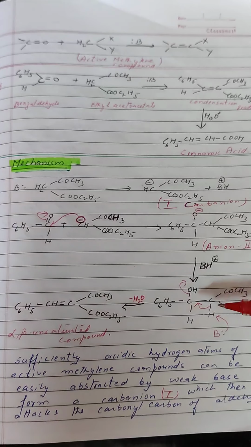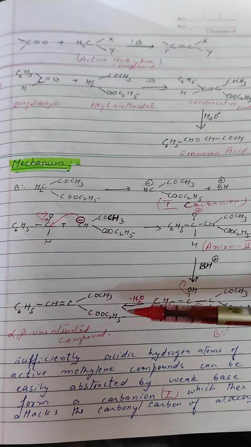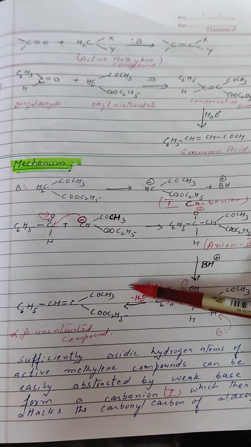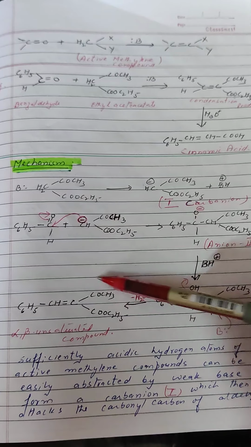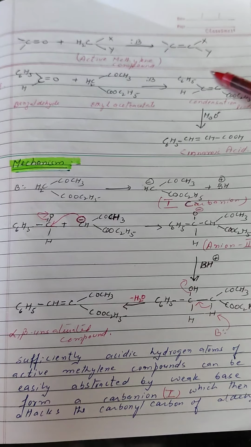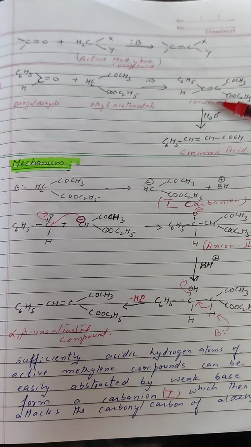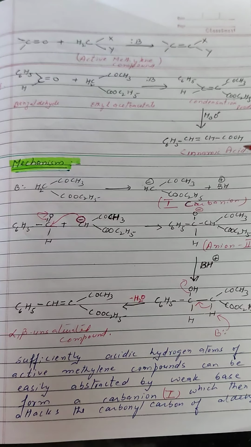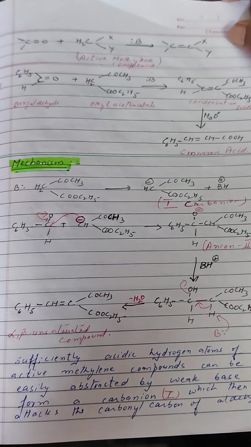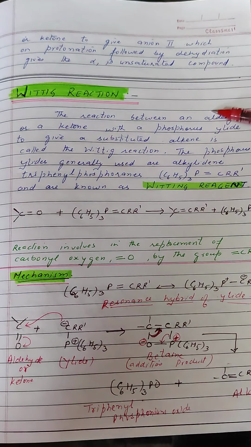Now this condensation compound undergoes dehydration with the loss of water and results in the formation of alpha beta unsaturated carbonyl compounds, as we have shown here. This alpha beta unsaturated compound in the next step undergoes hydrolysis to give us alpha beta unsaturated carboxylic acid. This is all about the Knoevenagel reaction.